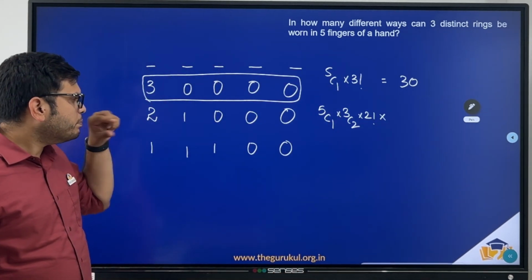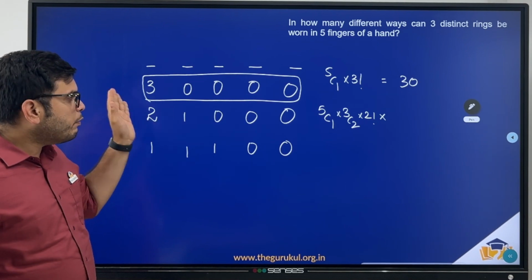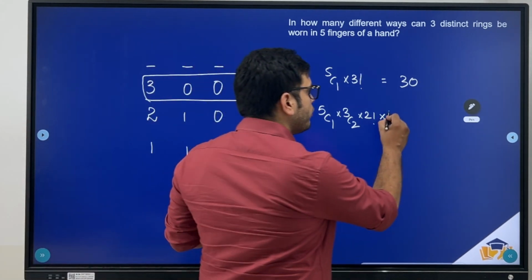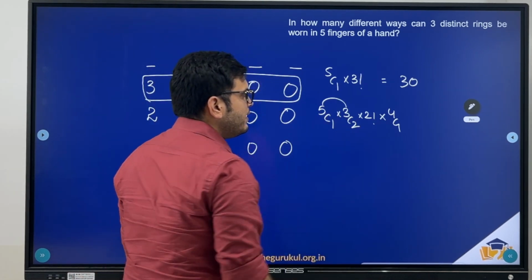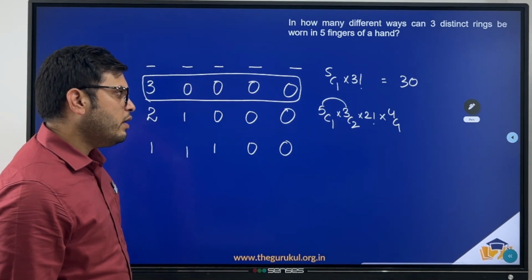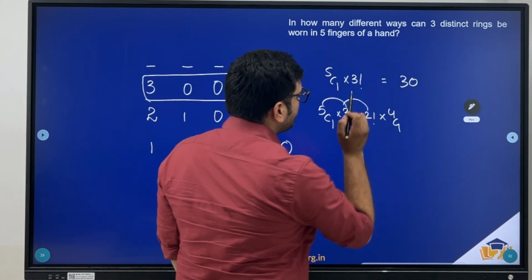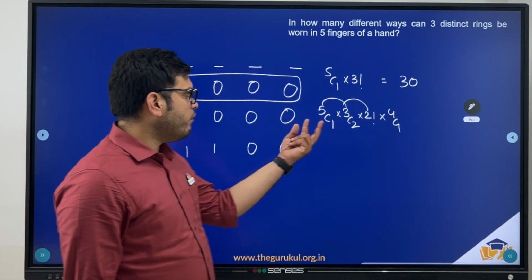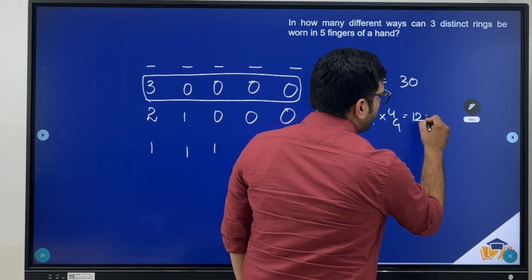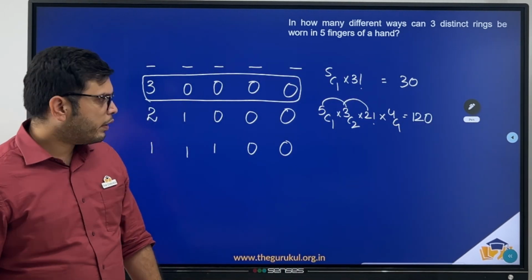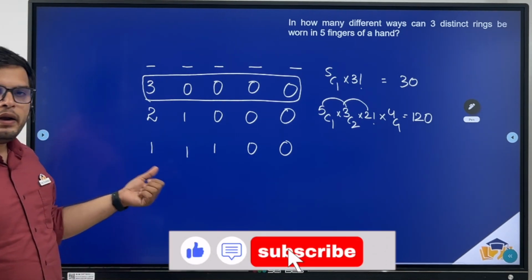Now we are left with one more ring that can be put on the other 4 fingers, so 4C1. Now 5C1 is 5, 3C2 is 3, 2 factorial is 2. So 5 into 6, 30, 30 into 4, 120.